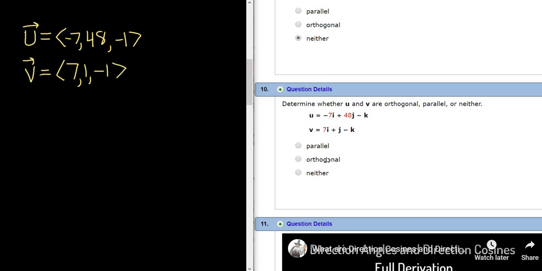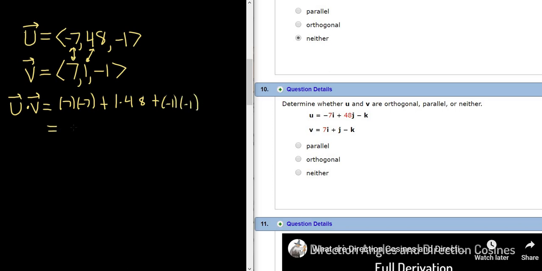All right, let's do the orthogonal piece first, because that's easier. So two vectors are orthogonal if when you take the dot product, you get 0. So let's see if these vectors are orthogonal. Dot product means we basically multiply these and add them up. So 7 times -7 plus 1 times 48. So it's just these two here, plus -1 times -1.